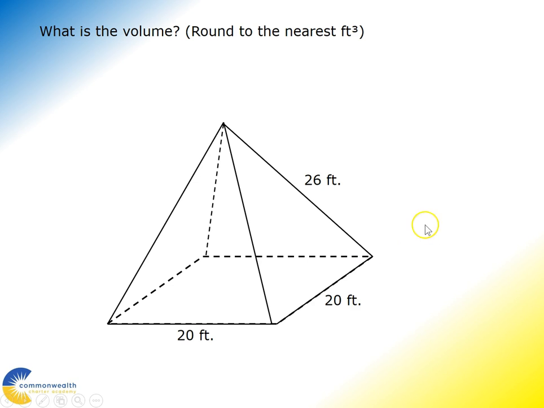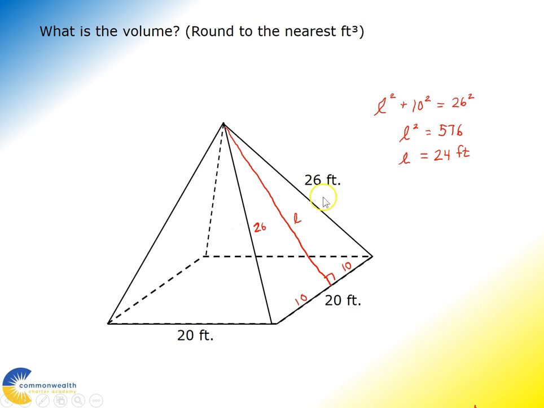So I'm going to find the slant height. And again, since we're assuming this is a right pyramid, then all these edges are 26 feet. And so if I draw this altitude on this face, which is what the slant height would be, it is going to bisect this side. And I calculate the slant height by using the Pythagorean theorem. So L squared plus 10 squared equals 26 squared. L squared would be 576, which means L is 24 feet.